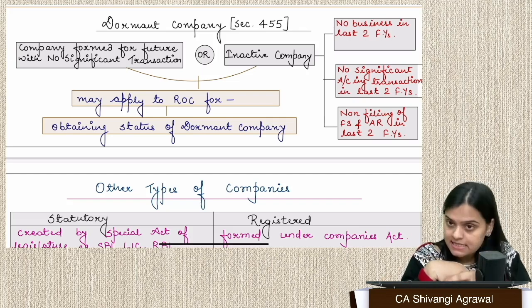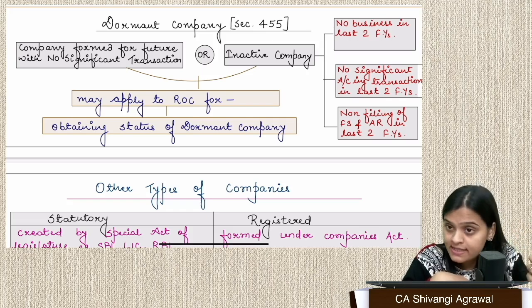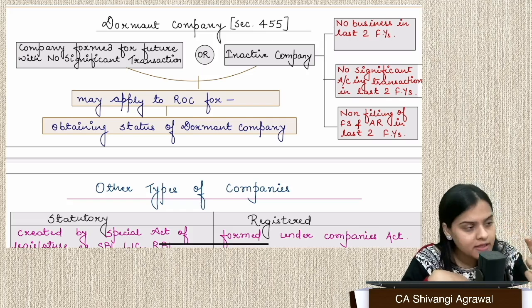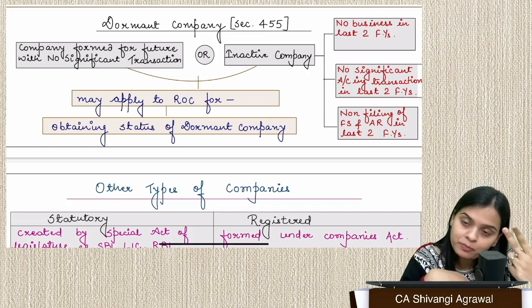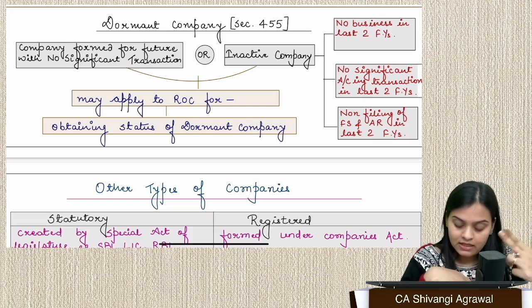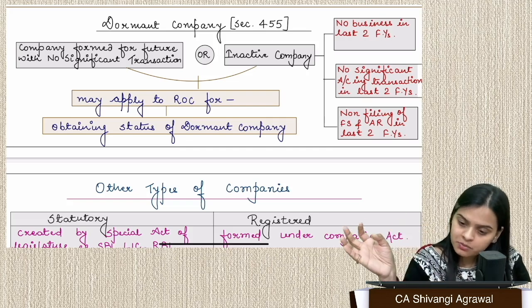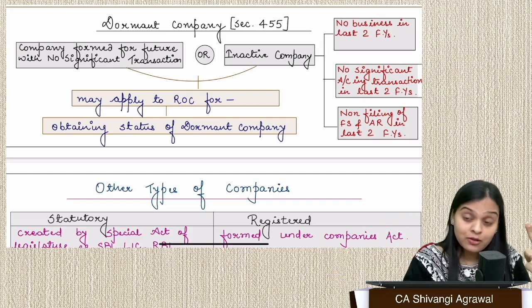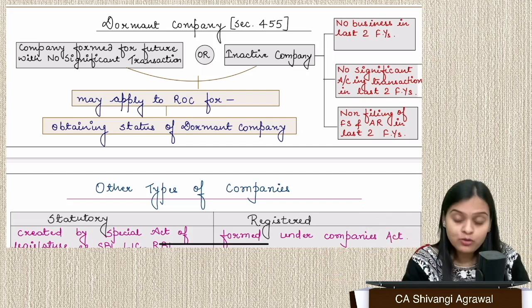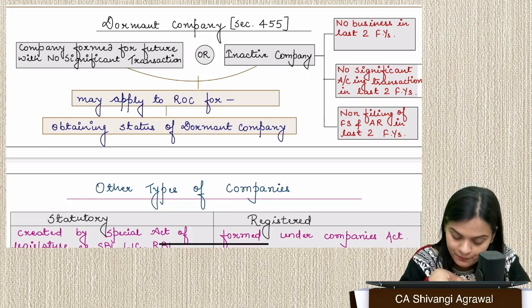So in such a case, if you have formed a company for a future project or to hold an asset, and you're not doing any significant accounting transaction, then you can apply to ROC and obtain the status of being a dormant company. The second case: right now you formed a company, you started business, but at some later point of time you become inactive. So now you're an inactive company. Now you make an application to ROC and obtain the status of being a dormant company.